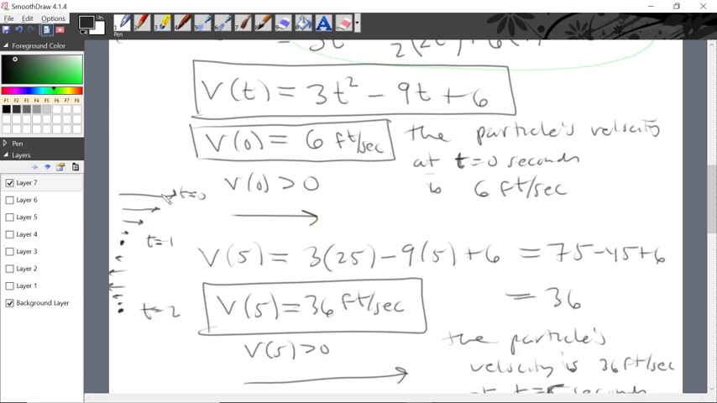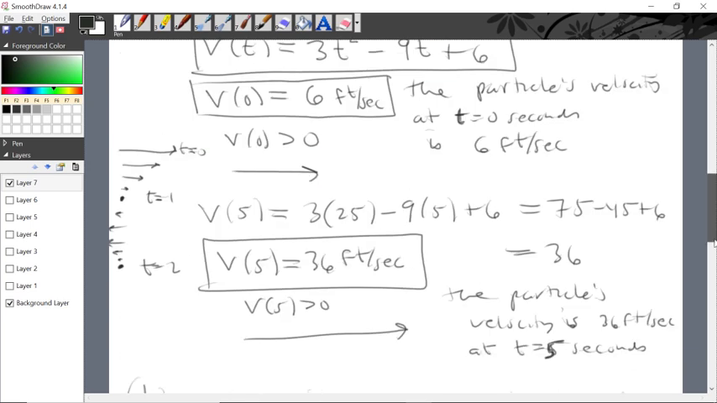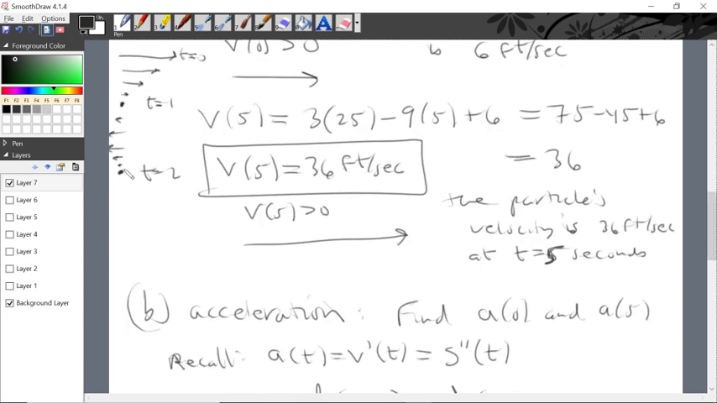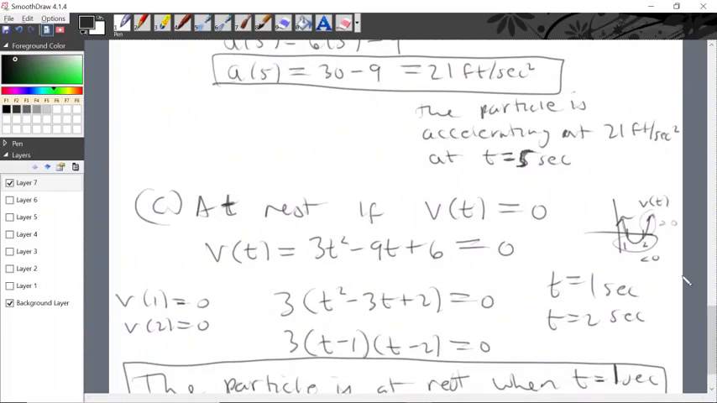So it moved to the right initially, it slowed down to be at rest, and then it moved to the left. If we're looking at this on our line, the object maybe started here, it moved to the right, it stopped, it turned around, it started moving back to the left again. It moved to the left a bit, and then it stopped at t equals 2 seconds. After t equals 2 seconds, the velocity became positive again, so the object started moving to the right again, and it continued moving to the right for the remainder of all time according to this model.